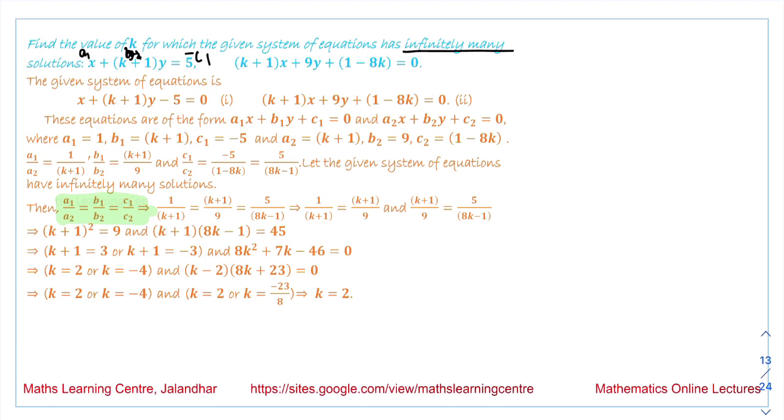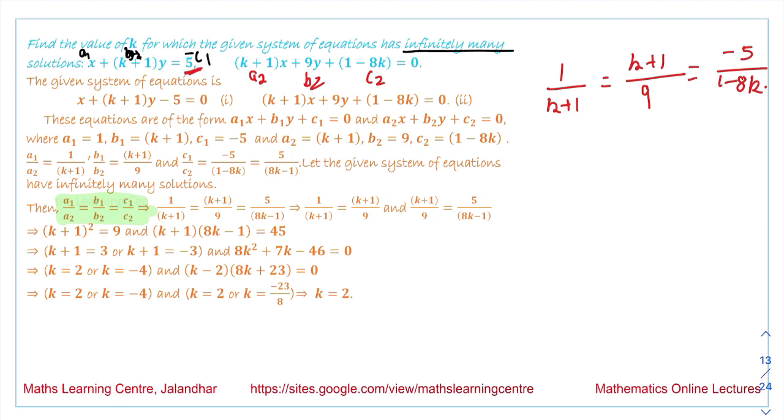Now what is the value of a1? It is 1. What is the value of a2? It is k plus 1. The value of b1 is k plus 1 and the value of b2 is 9. Then the value we have is minus 5 over 1 minus 8k. This is the value of c2. This is b2. This is minus of c1.